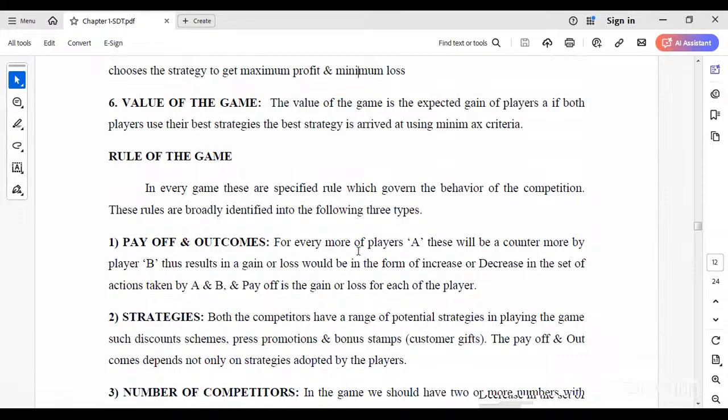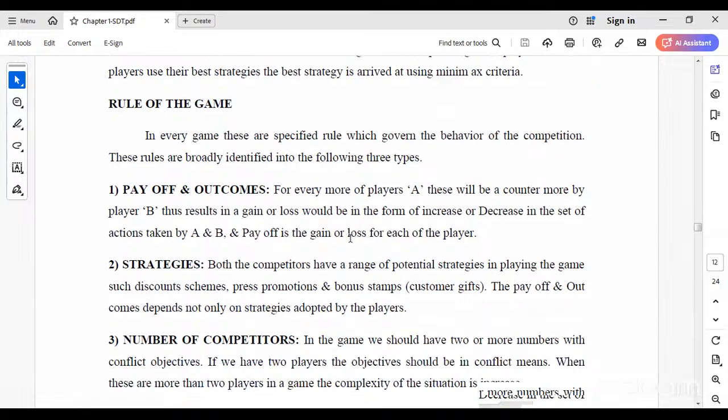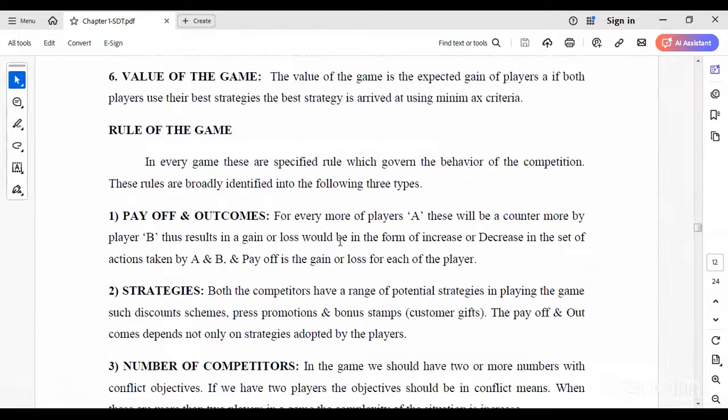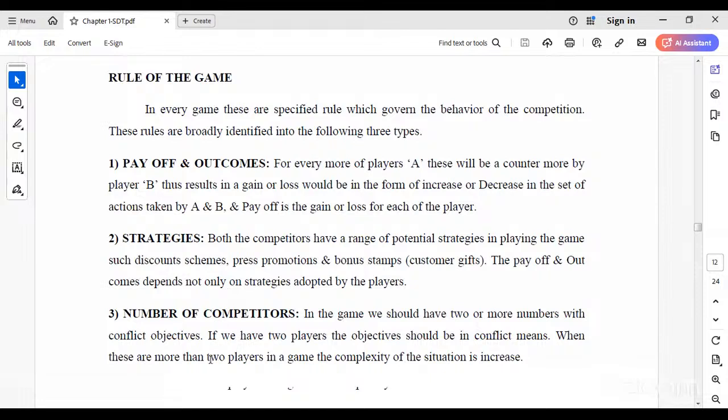So, rule of the game. In every game, there are specified rules which govern the behavior of the competition. The rules are broadly identified into the following three types: payoff and outcome, strategies, number of competitors. Okay, so please go through this rule of the game.